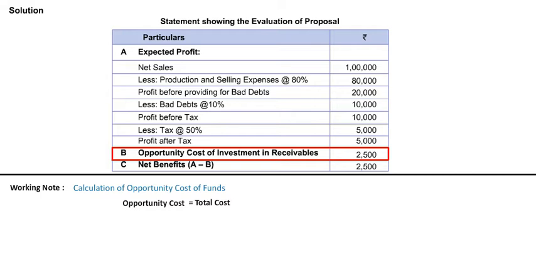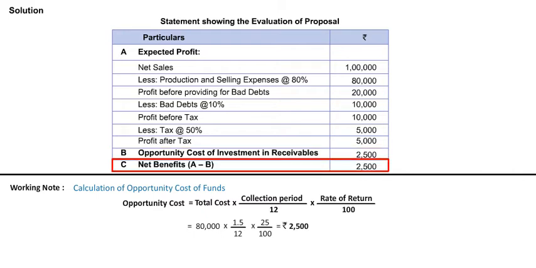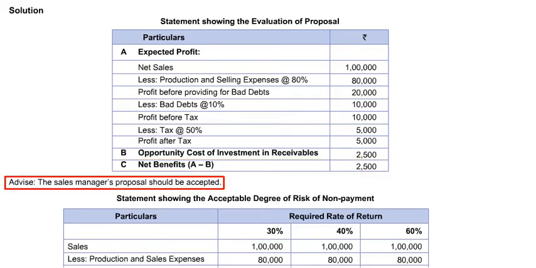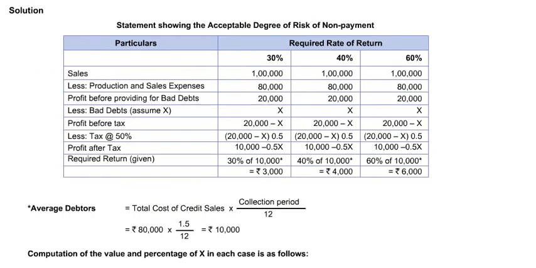So how do we calculate? We calculate by multiplying the total cost by the rate of return for the collection period. So it will be 80,000 into 1.5 divided by 12 into 25%, which comes to 2,500. So the net benefit that we get is 2,500 after reducing the opportunity cost as well. So now we know that the sales manager should be advised to take the proposal because the net benefit is in the positive.